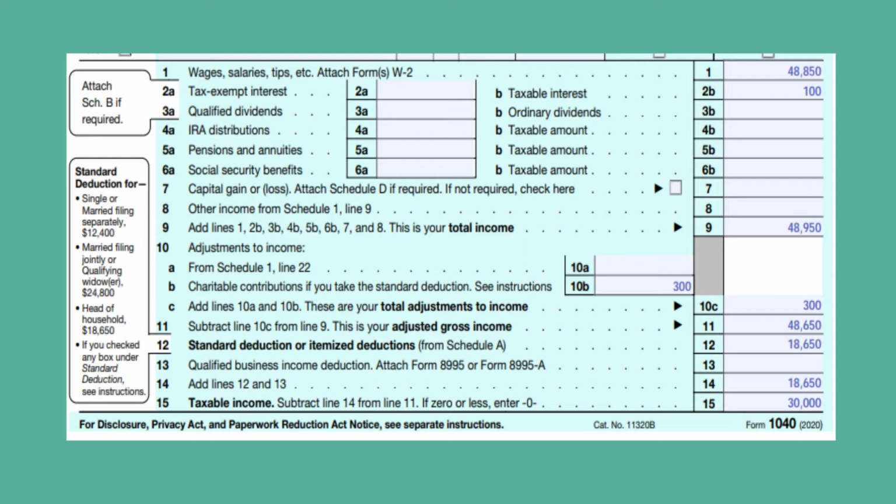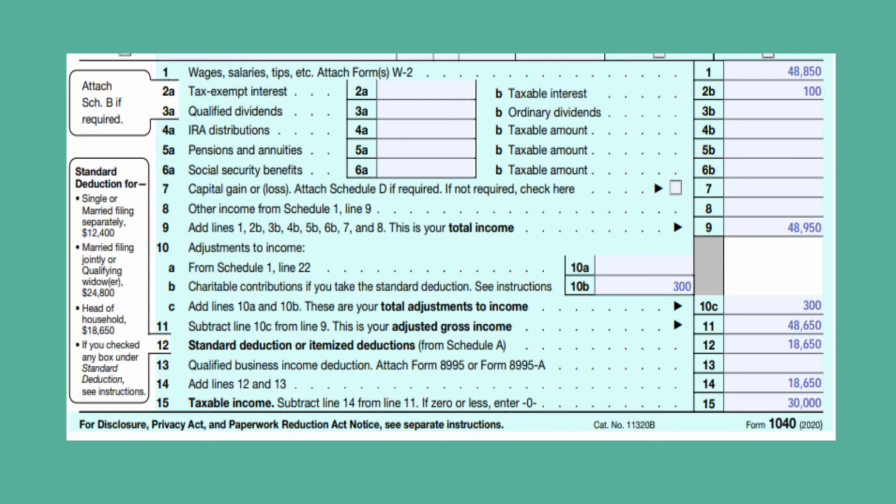New this year, the IRS is allowing charitable contributions in addition to your standard deduction. The max is $300. In this example, it is assumed that you gave $300 or more to a charity. Put that on line 10B and carry it to line 10C. Subtract that from your total income to arrive at adjusted gross income of $48,650 on line 11.